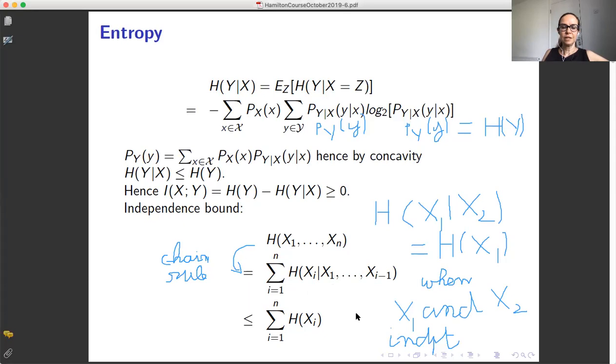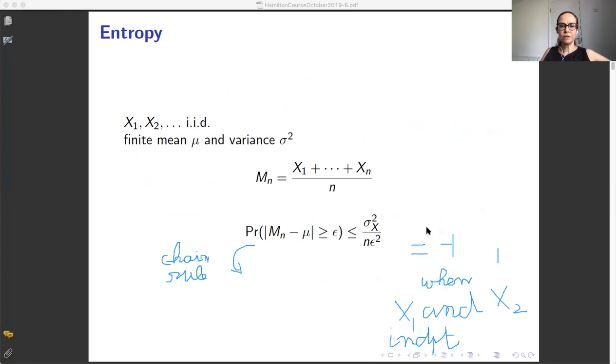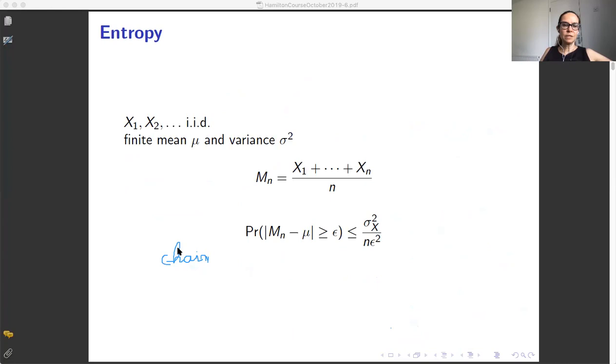All right, let me erase this. We just have looked at a bunch of different properties of entropy. It's now time to go into the second part of our lecture, where we're going to look at the notion of a typical set, the sort of approximate counting I mentioned at the beginning.